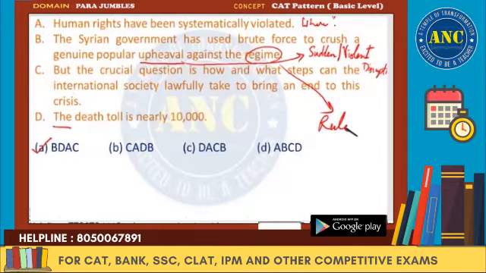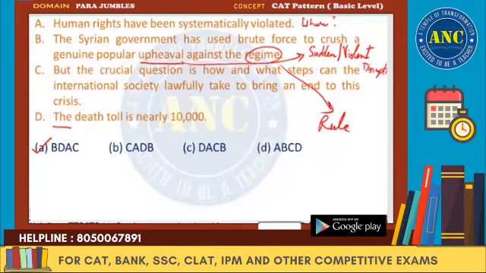Rule of a kingdom, or rule in this case of a president, right? So we have the introduction, we have the conclusion, and then you're talking about brute force. What will be a good way to continue that? You're talking about quantifying that brute force and what it is doing by crushing. The death toll is 10,000.